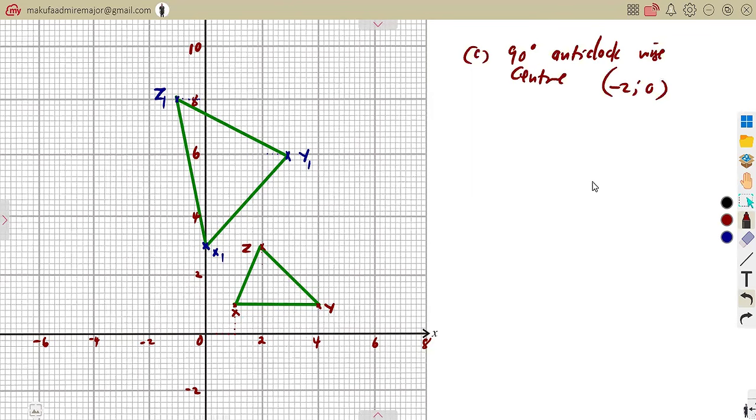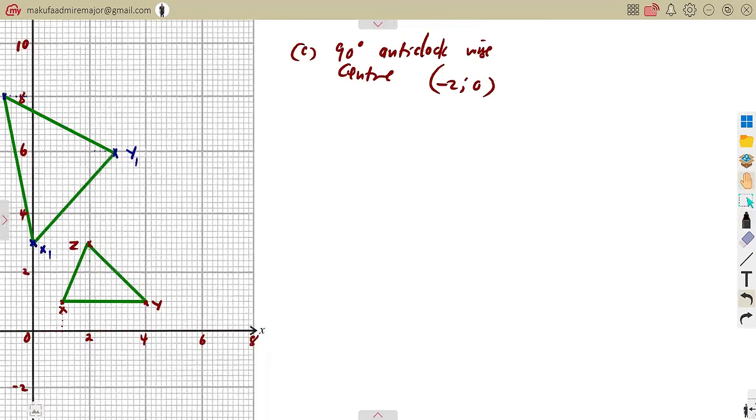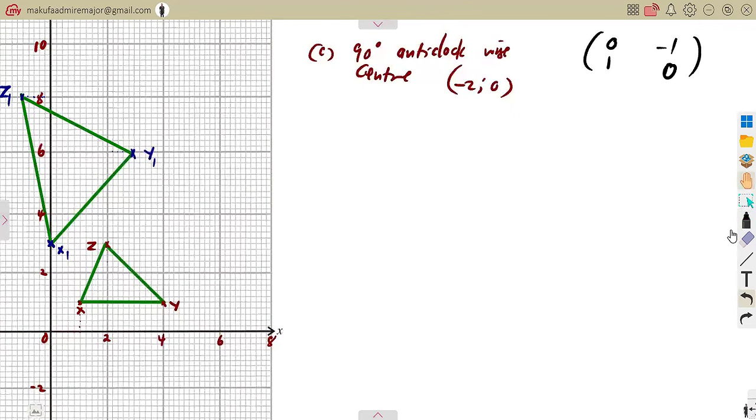So remember, if the center is involved, you must remove the center first. But let's talk about the matrix of a 90 degrees anti-clockwise. Remember, that is 0, 1, minus 1, 0. You must know your matrices. Remember, I talked about this in the introduction. Go through the video on rotation, working with matrices. So before you use this, because the center is not 0, 0, we cannot use this matrix as it is.